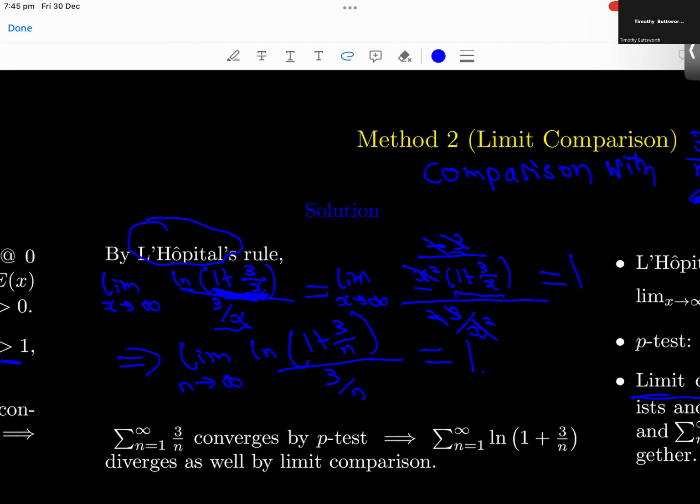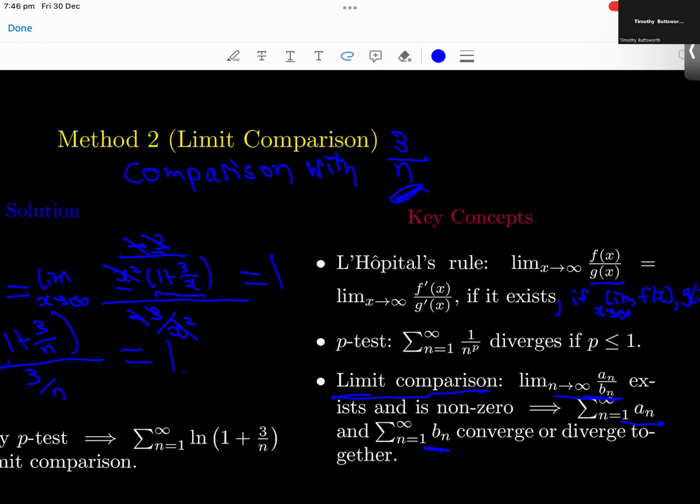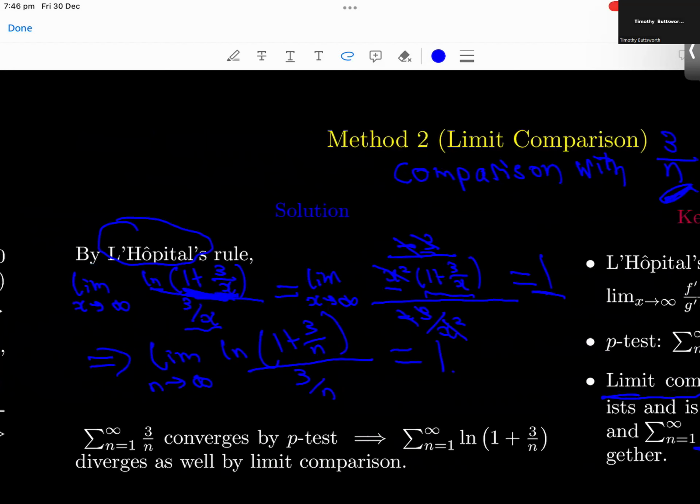But this is quite exciting because now we're in a position to use the limit comparison test. I've got a sequence a_n and a sequence b_n. I know that the ratio is convergent to 1. And so that means if I can make some conclusions about the sum of this, I can make conclusions about the sum of this.